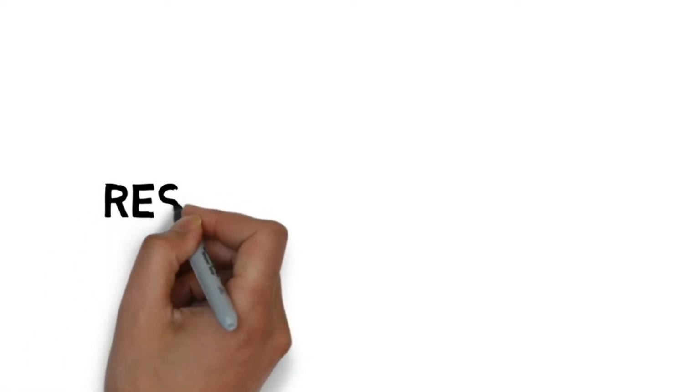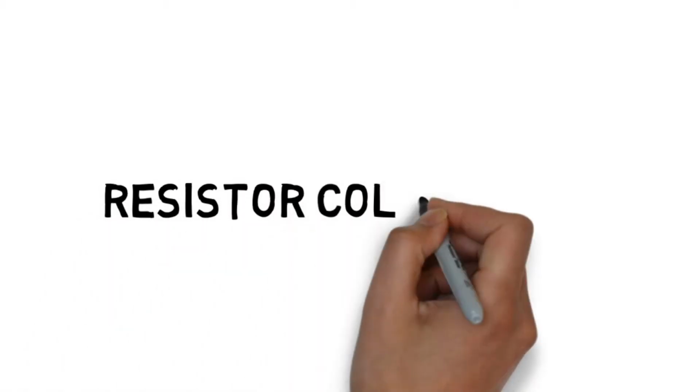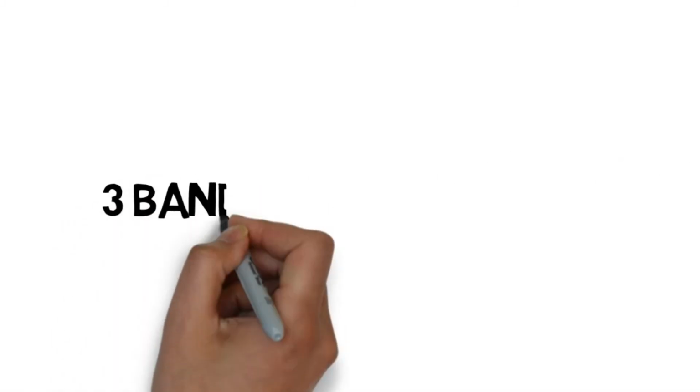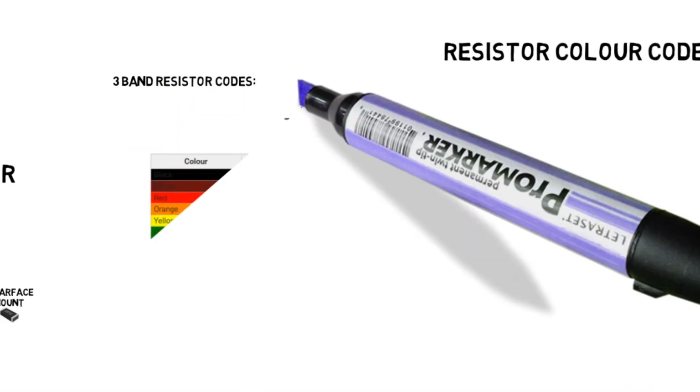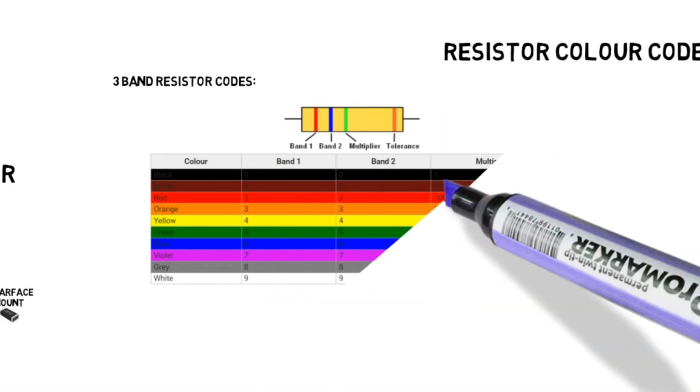Now we focus about resistor color codes. For a 3-band resistor color codes, the first 2 bands always denote the first 2 digits of the resistance value while the third band represents the multiplier.